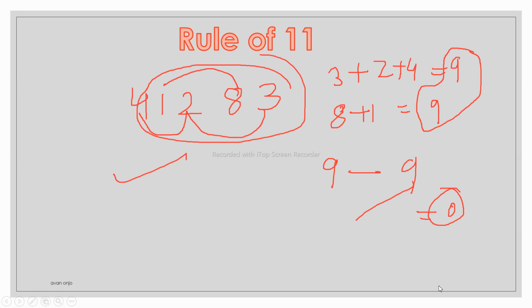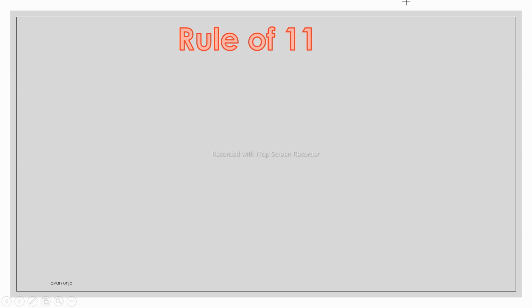Okay, let me just give you another example to explain this one. I have a number, 91719. Now you have to tell me whether this number is divisible by 11 or not. You can pause the video and solve it yourself. Now I'm going to share with you the solution.